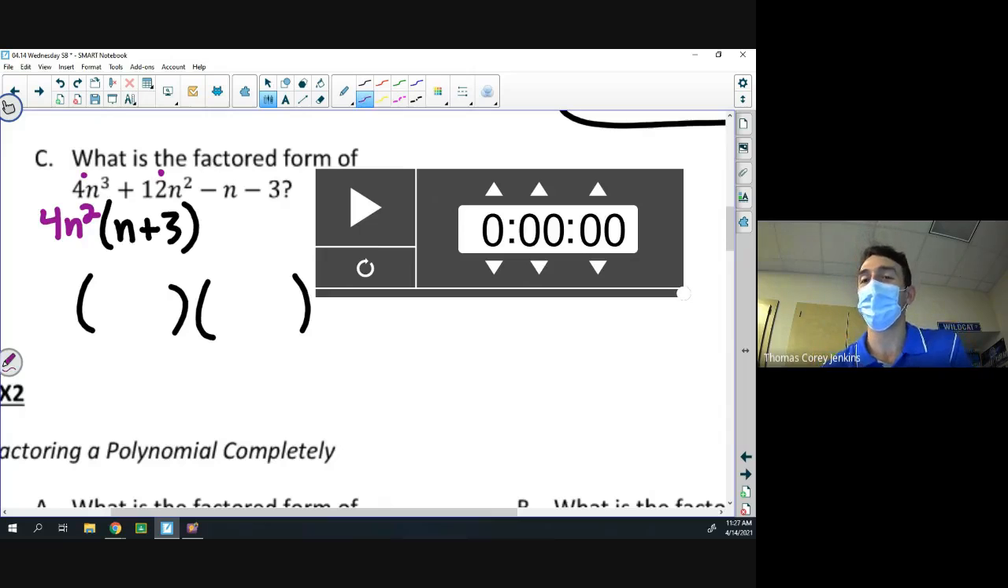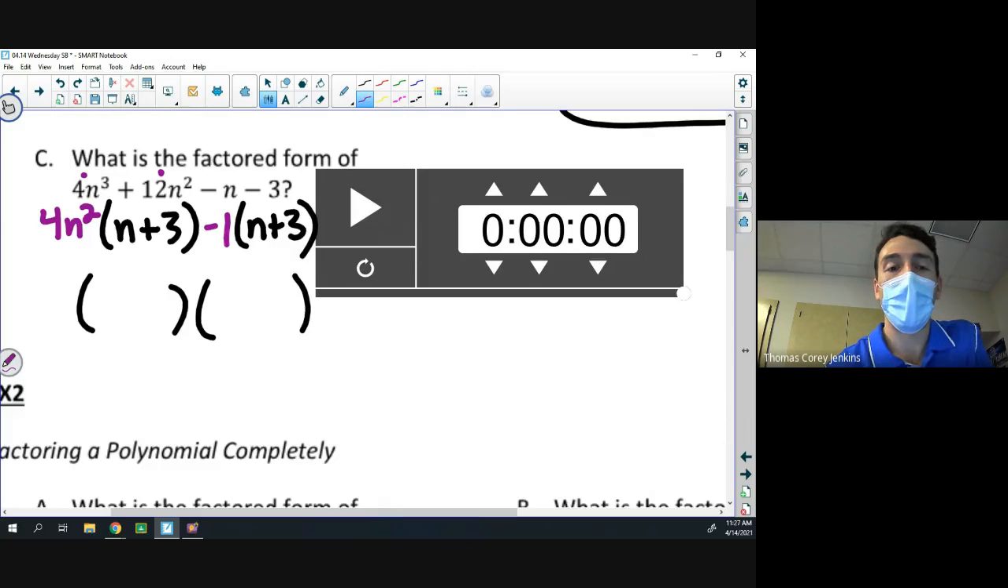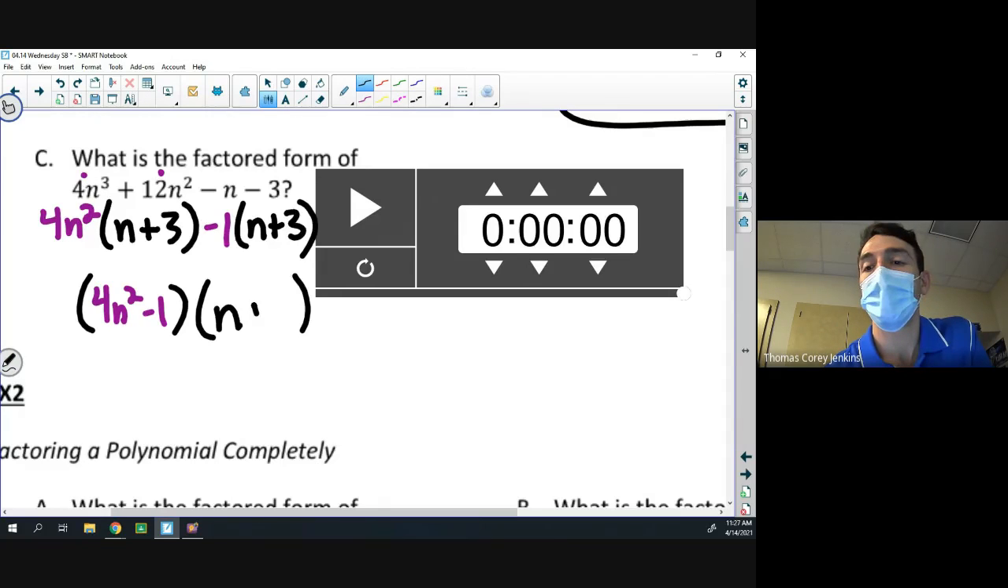So I guess that's fair that you didn't know how to do this. So would it be positive 1 or negative 1 though? And if I'm looking at these two factors, negative 1. So we go minus 1 and then times n plus 3. All right. So then based on that, I know my answer would be 4n squared minus 1 times n plus 3. So we're not quite there yet, but hopefully you feel like you're getting there.